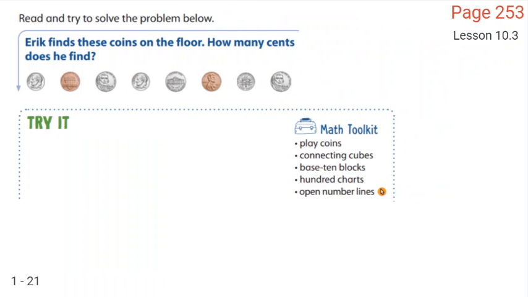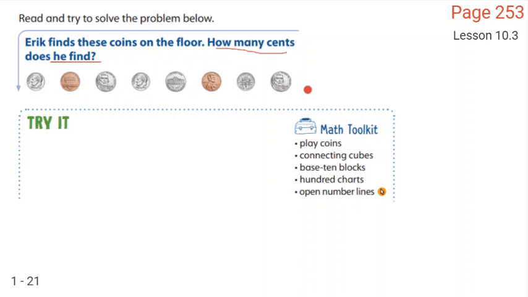All right, look at page 253 in your Ready Math book. And let's take a look at all these denominations. You should remember from the previous lessons what the value of these coins are, but I will review this as well. Let's take a look at here. Eric finds these coins on the floor. How many cents does he find? So it says, how many cents, and he finds. That's kind of important information. But let's look at these coins here.